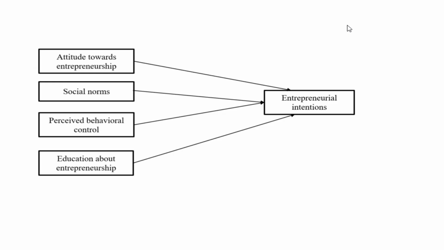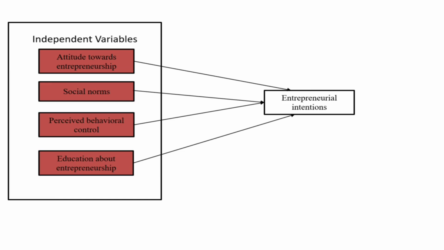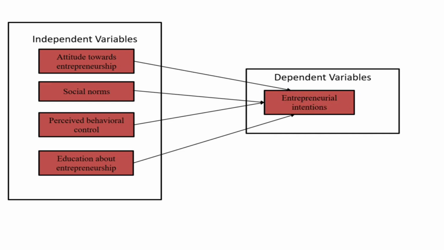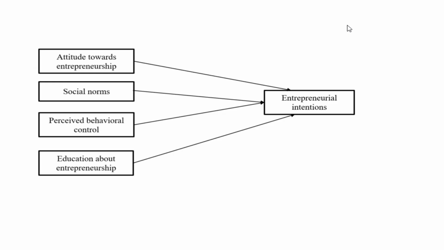Let us first understand the model. We have 5 constructs: attitude towards entrepreneurship, social norms, perceived behavioral control, education about entrepreneurship as independent variables, and entrepreneurial intentions as dependent variable. Each construct is latent, meaning it is measured using multiple questionnaire items. Important rule: reliability is checked construct by construct, not for the full model together.